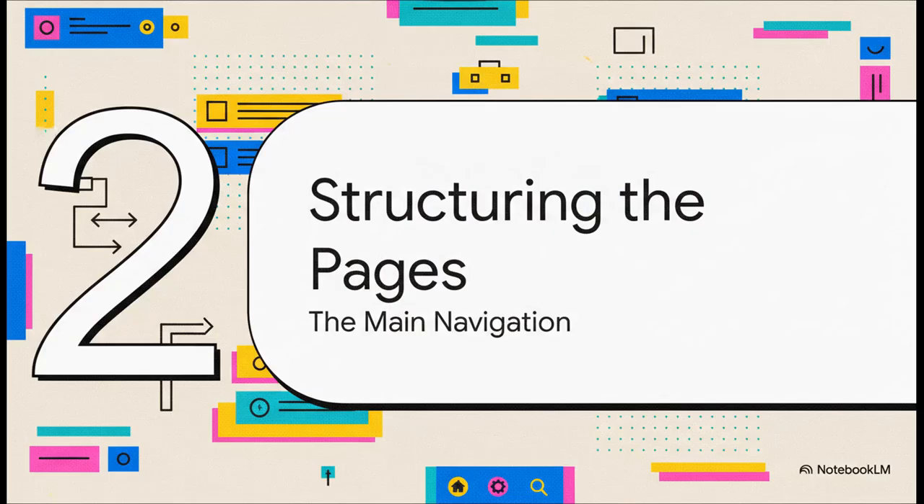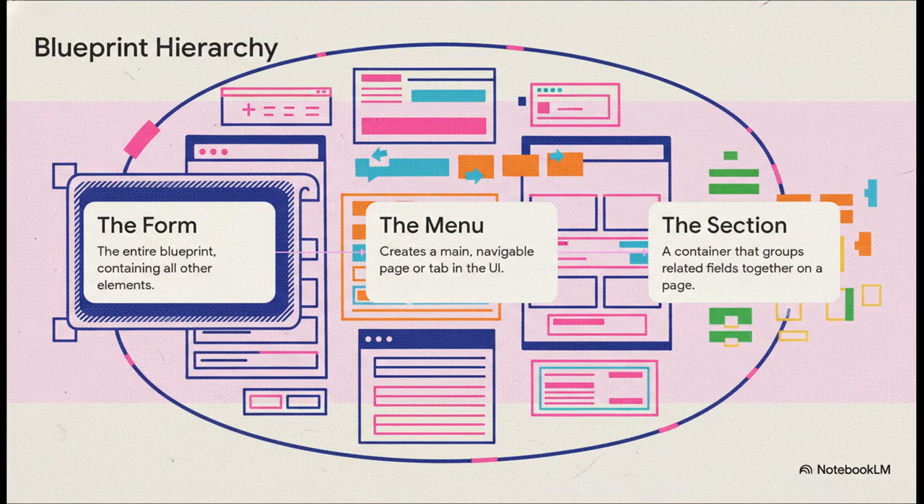Okay, so let's start deconstructing this blueprint. And let's start at the very top. How do we create the main pages? The navigation tabs for our whole application. So our blueprint has this really clear hierarchy. The entire document, the whole thing, is wrapped in a form tag. That's the master plan. Then inside of that, each menu tag represents one of those main navigation tabs you can click on. And then within each menu, we use section tags to group all the related stuff together. So form, menu, section. Simple as that.